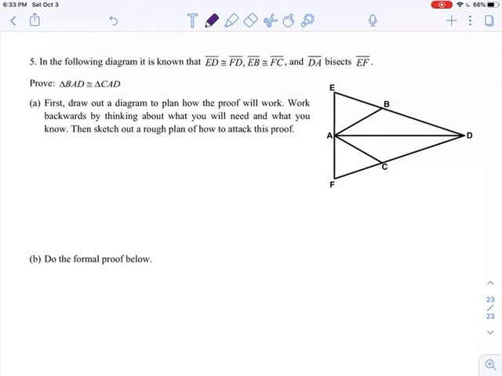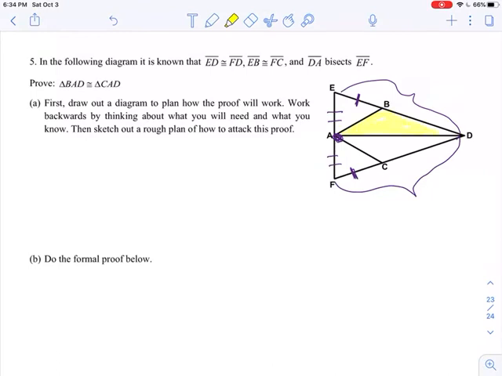So basically, ED is congruent to FD. Let's find ED. Oh, ED is this whole side. ED is congruent to FD, so this whole side is congruent to this whole side. EB, the lower part of that side, is congruent to the other part of that side. And DA bisects EF. If DA bisects EF, then that makes EA congruent to AF.